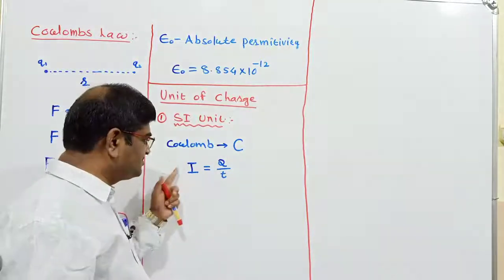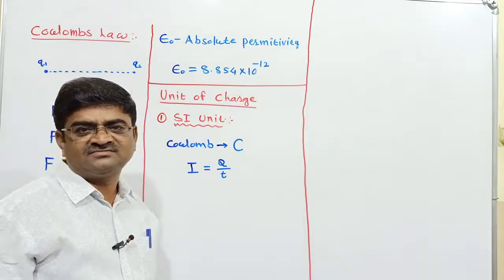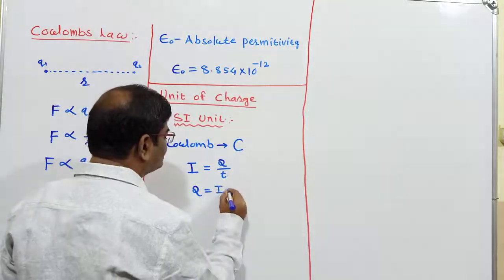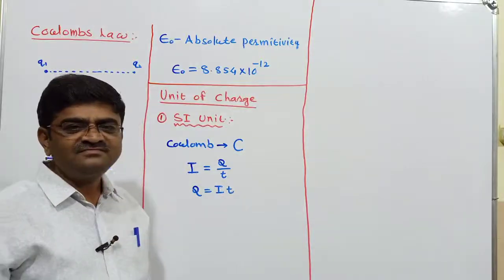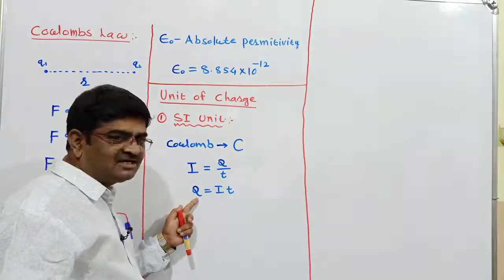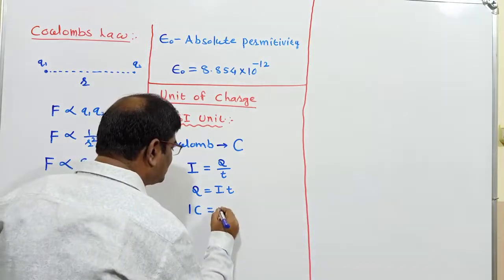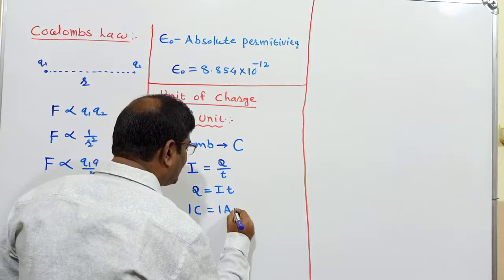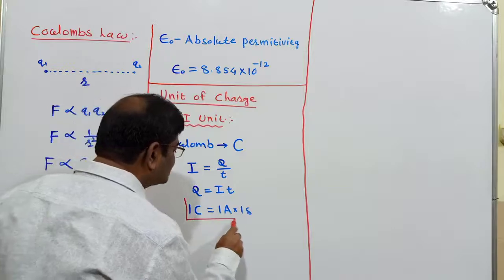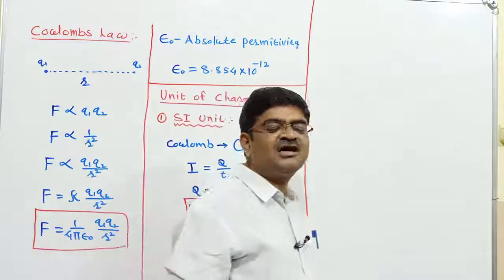So this is the basic relation I use to define the unit of electric charge. I rewrite this as Q equal to I into T, and as I mentioned, the unit of electric charge is coulomb. Say I want to define 1 coulomb. I'll have the current as 1 ampere and the time as 1 second, and by referring to this, I can define the unit of electric charge.